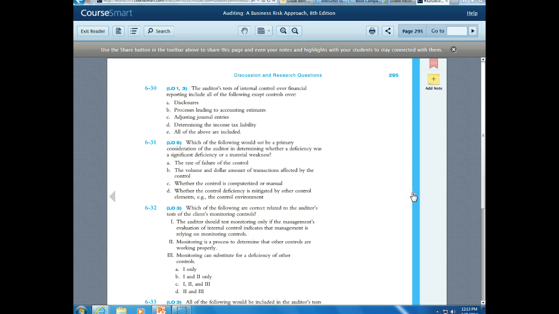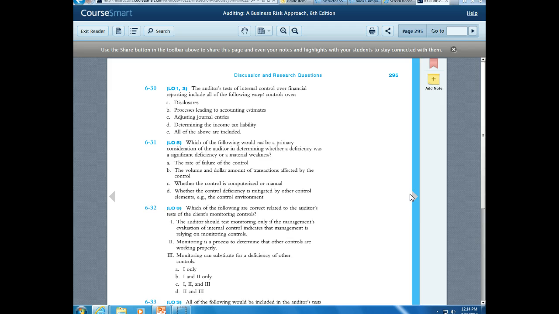Next, we're going to move on to 630. The auditor's test of internal control over financial reporting include all of the following except controls over disclosures, processes leading to accounting estimates, adjusting journal entries, determining the income tax liability, or all of the above are included in testing internal controls over financial reporting.